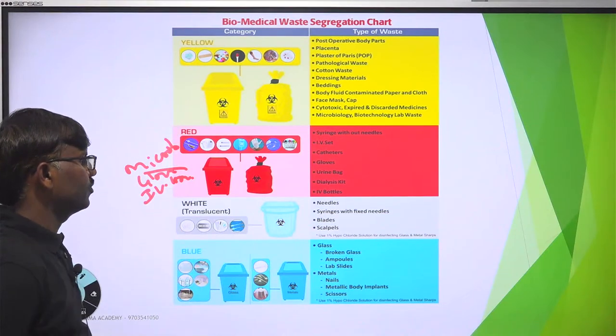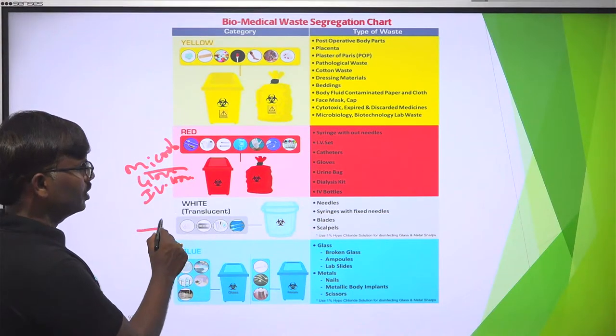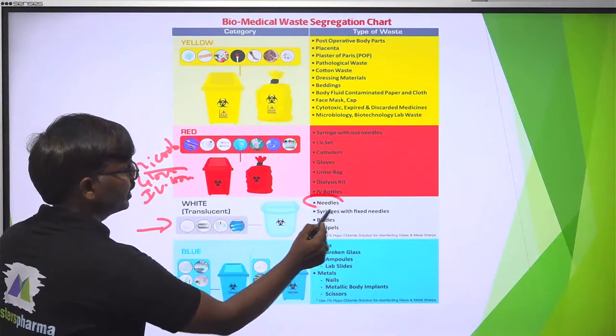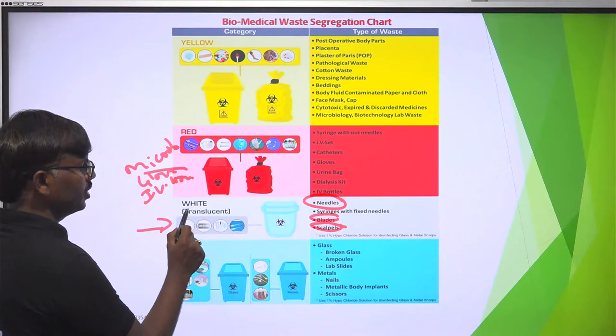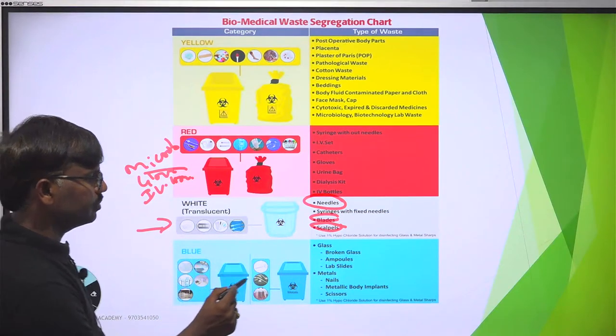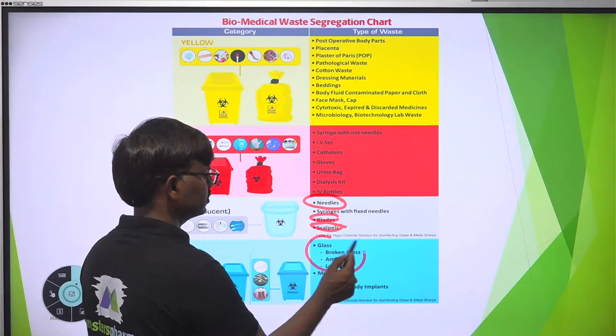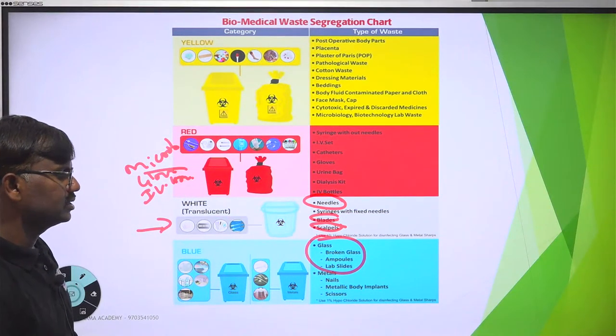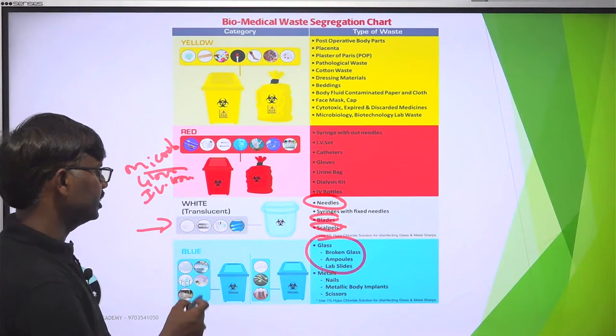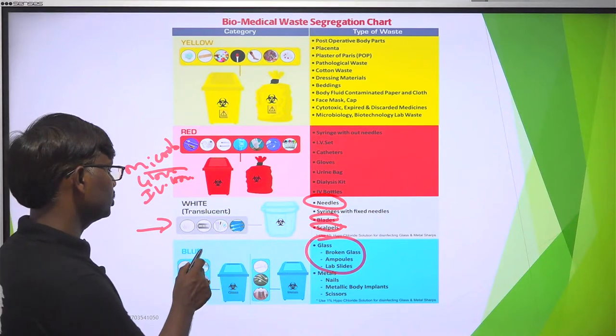Then white translucent is for needles, especially needles, blades and scalpels. This will be under white. And blue is for broken glass, ampoules, nails, metallic body implants, scissors. That will be blue. So: yellow, red, white, and then blue.